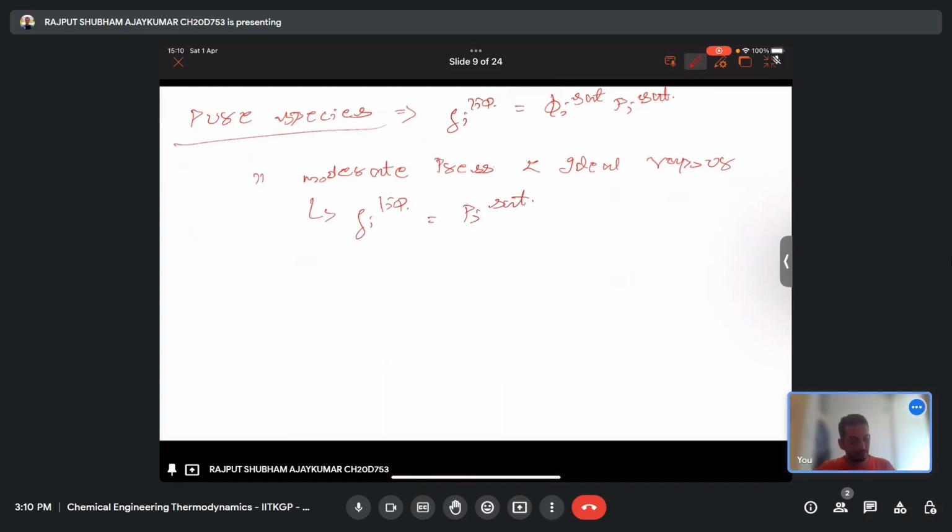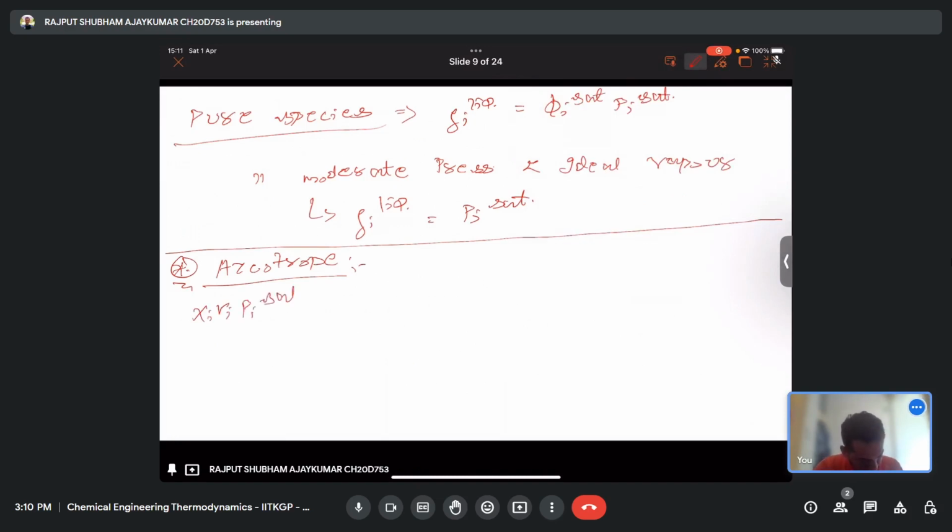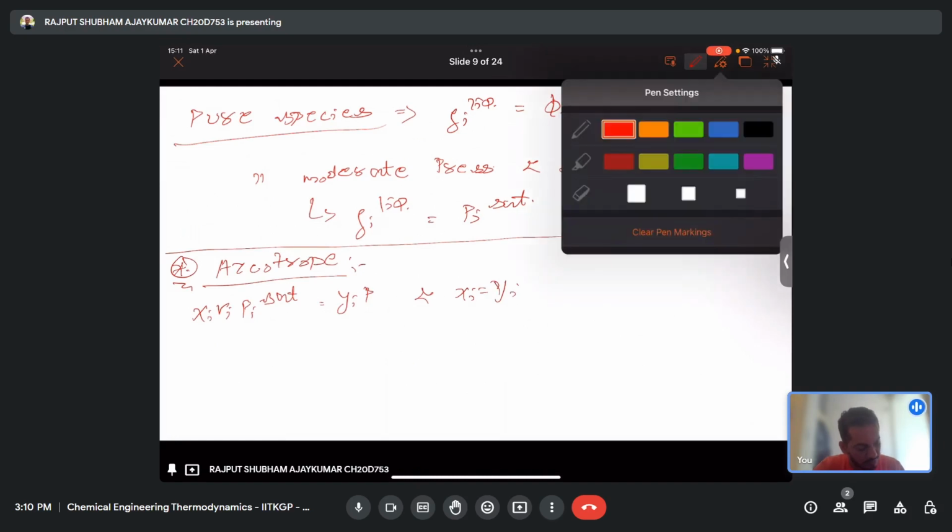Now, just to summarize what an azeotrope is and how to identify the azeotropic compositions of a mixture, I'm writing this for the azeotropic composition, how to identify.